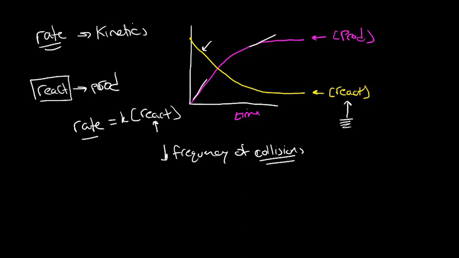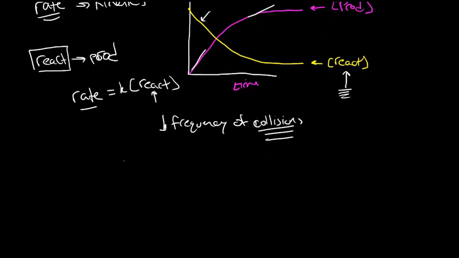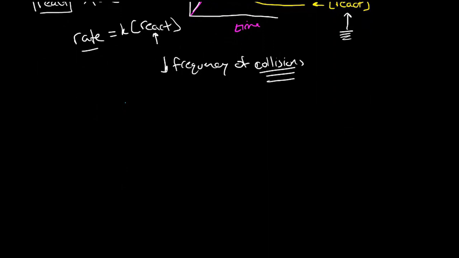And this word collision is really important when we think about kinetics, because as it turns out, a very important aspect of kinetics, kind of our thought process for where it comes from, is a theory known as collision theory. And as the name suggests, one of the most important requirements of collision theory is that molecules collide.